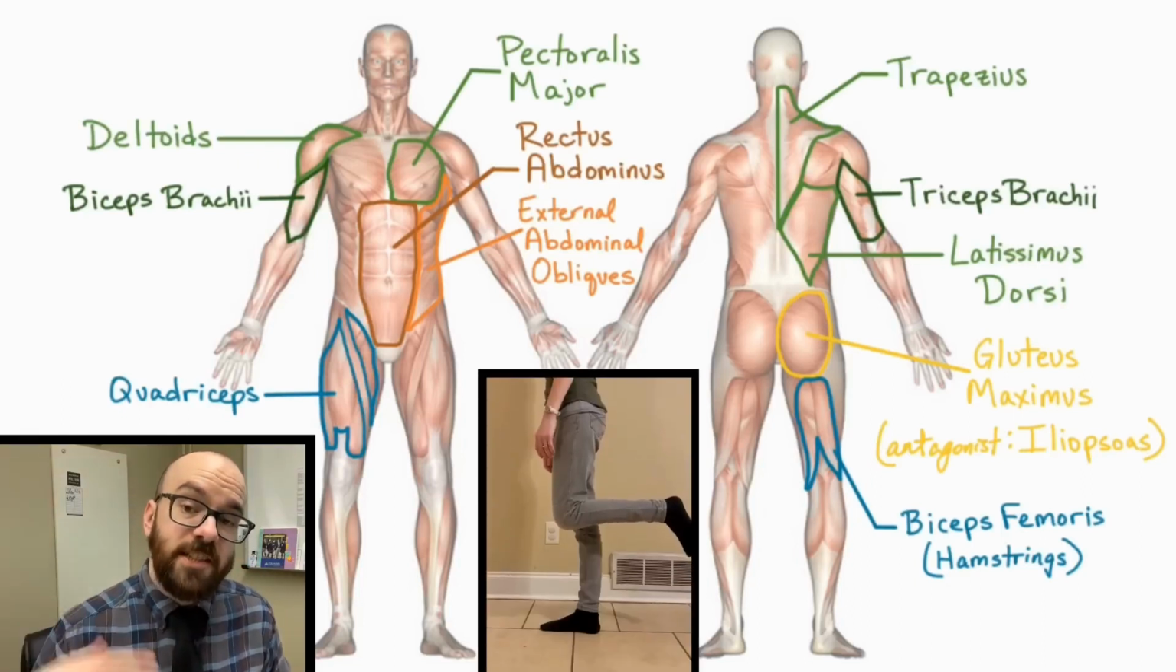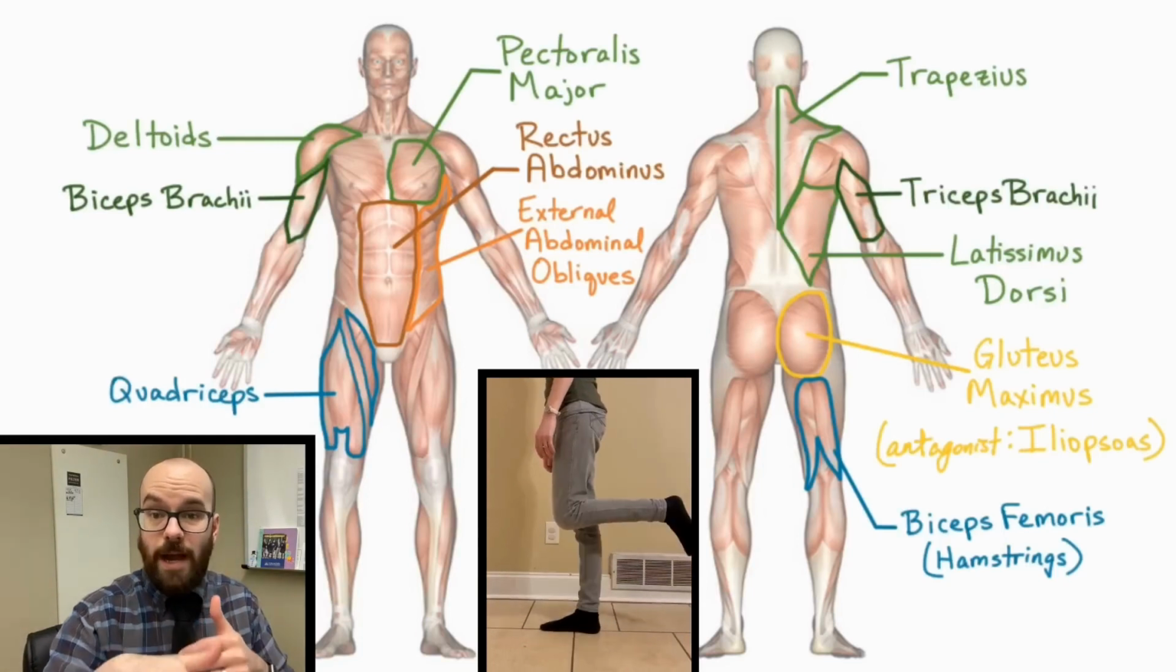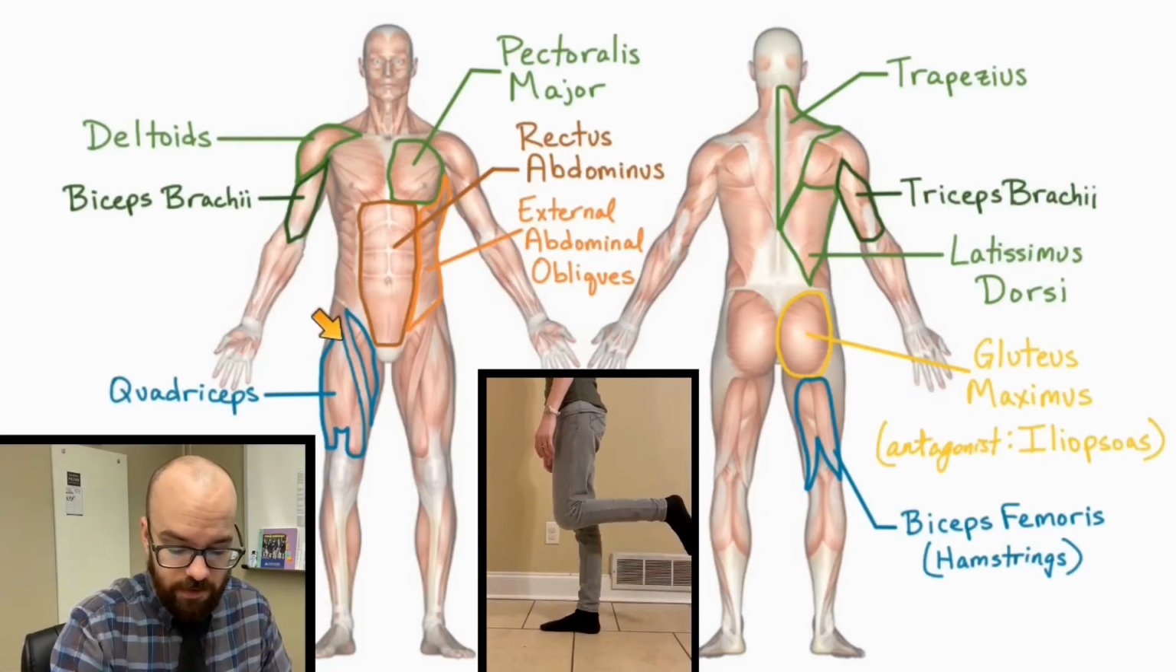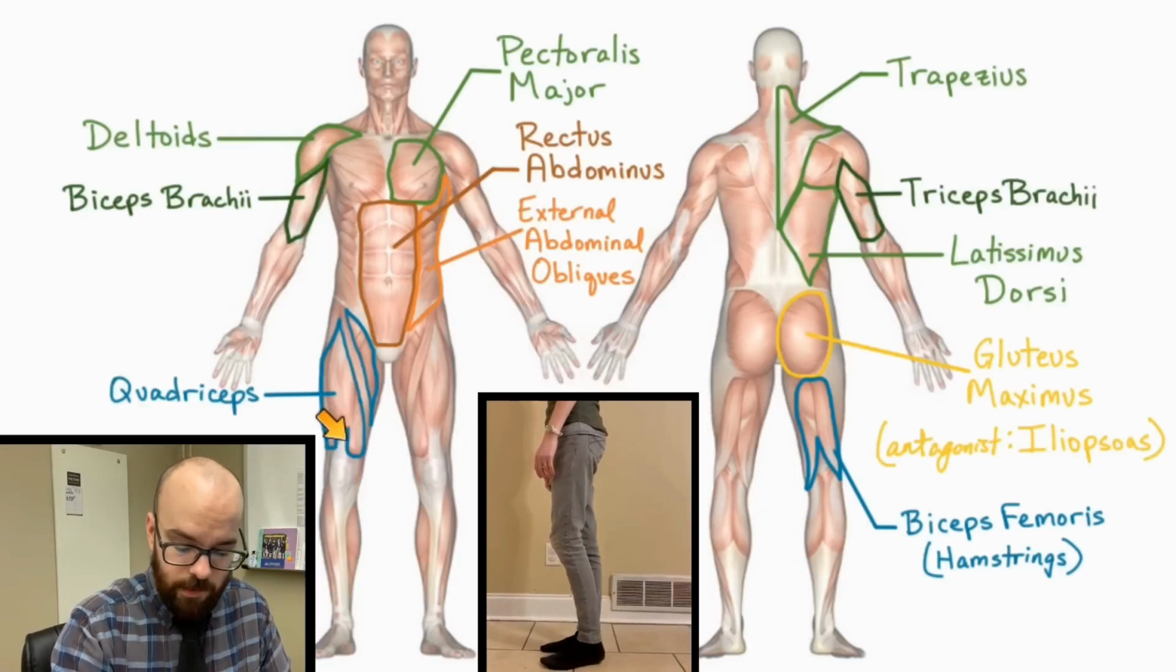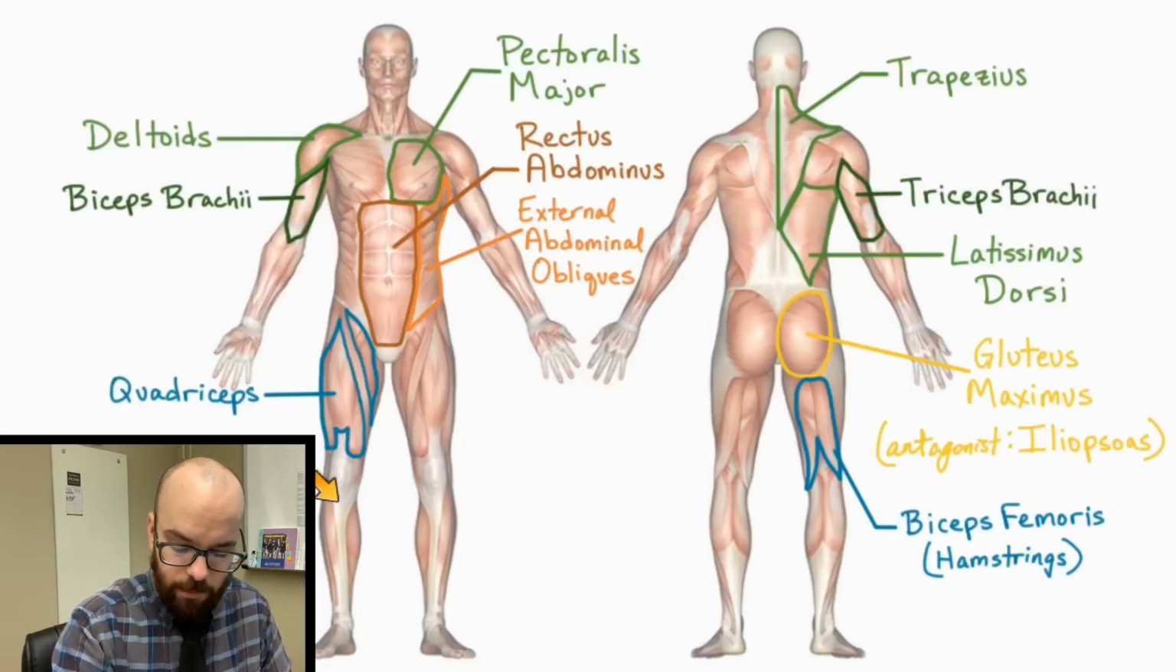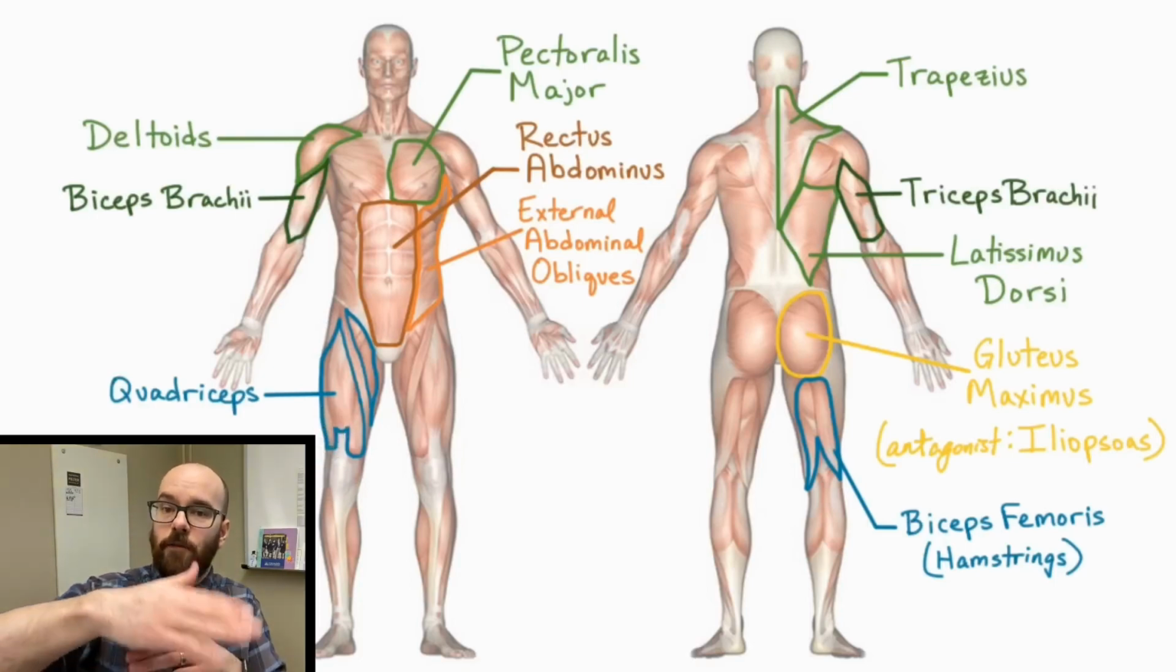The quads are in charge of extension of the knee, or straightening your knee joint back out. Their origin includes the pelvis and the femur, and their insertion is going to be the patella and the tibia. So they're going to pull up on that kneecap and the tibia whenever you straighten out the leg.